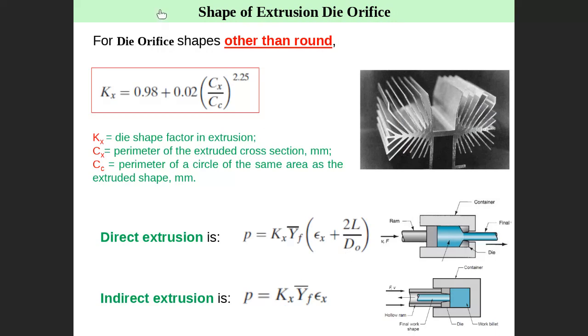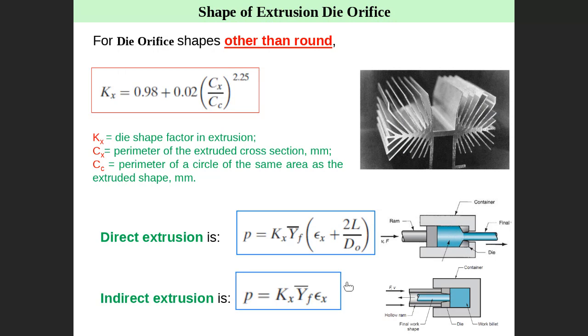These are the two equations that we showed earlier for circular shape. This is the first equation in case of direct extrusion. This is the second equation in case of indirect extrusion. Here the modification is this part. However, we added what we call kx to the equation.